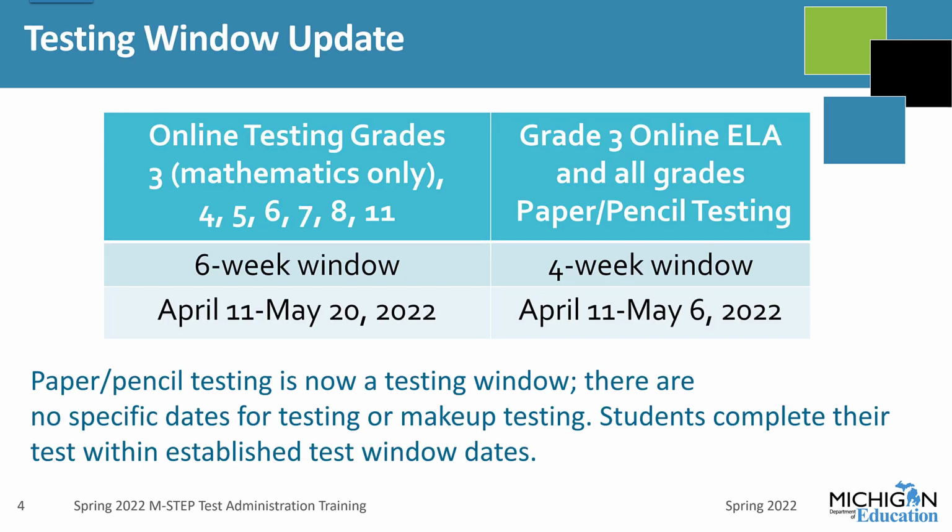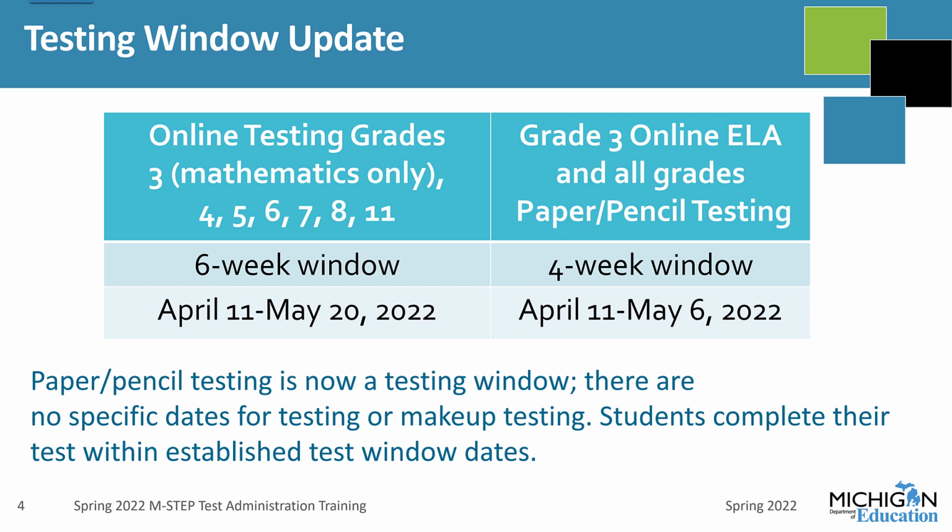The first thing to discuss is the update to the testing windows. There are changes for both online and paper pencil testing. First, for online testing, there is just one 6-week test administration window for grade 3, math only, and all content areas for grades 4, 5, 6, 7, 8, and 11. That window is April 11th to May 20th, 2022.